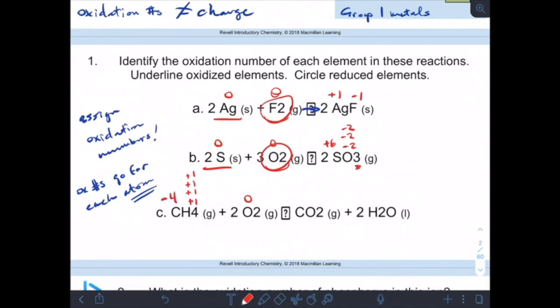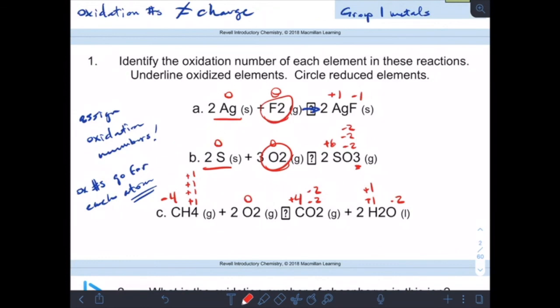All right, now let's look at the product side. So in CO2, each oxygen is a -2, and I have 2 of them, so -2, -2. So in order for that whole thing to balance out, then the carbon has to be a +4. Now let's look at the water. So in water, oxygen bonded to hydrogen is a -2. And then in order for things to balance out properly, hydrogen bonded to a nonmetal is a +1, and I have 2 of them. +1, +1.